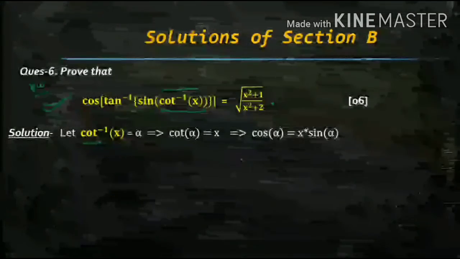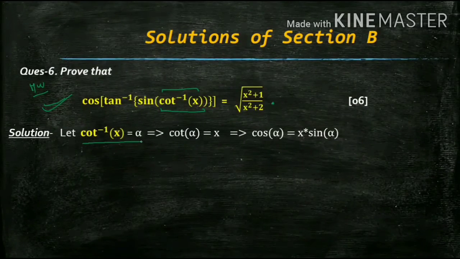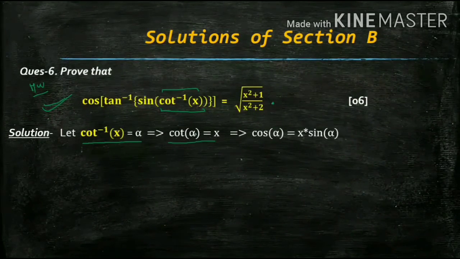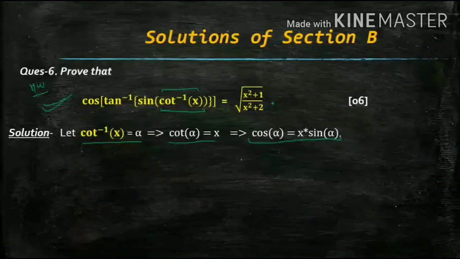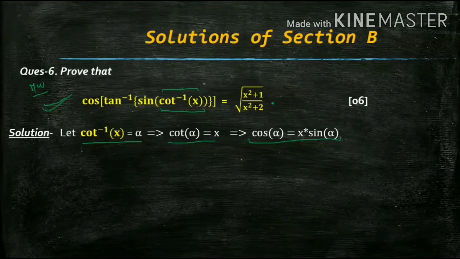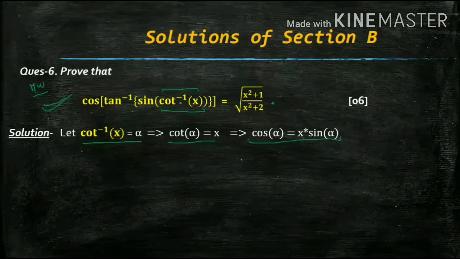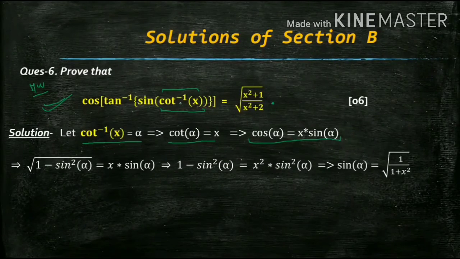So let me take cot inverse x as alpha. So then cot alpha would be x. Now cot alpha means cos alpha divided by sin alpha. So cos alpha is nothing but x into sin alpha. Okay. Now I have to find sine of alpha, so that I can substitute its value in sin inverse alpha. What I'll do, I'll substitute the value of cos alpha.